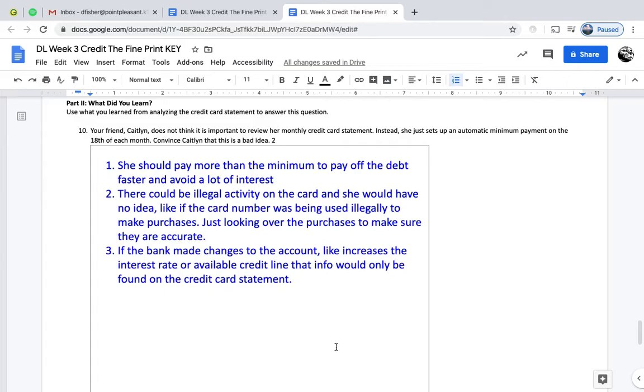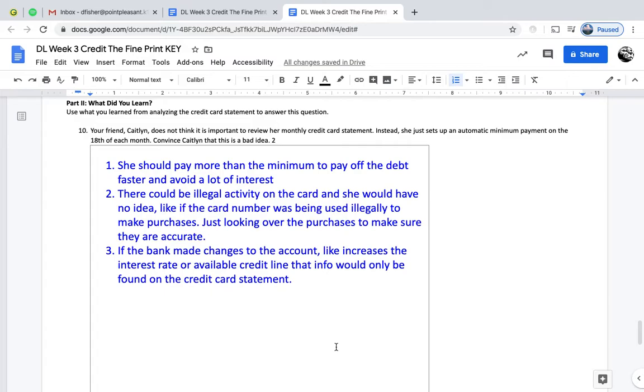My first reason would be she's paying tons of interest. She should always pay more than the minimum. It's great she's paying on time. That's going to help her credit score, but ultimately it's going to cost her a lot in interest. Always pay more than the minimum unless it's an emergency and you can't do it.